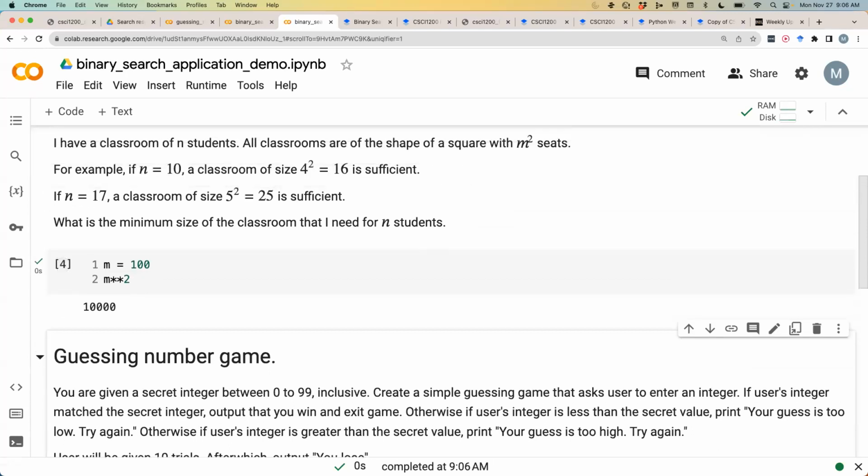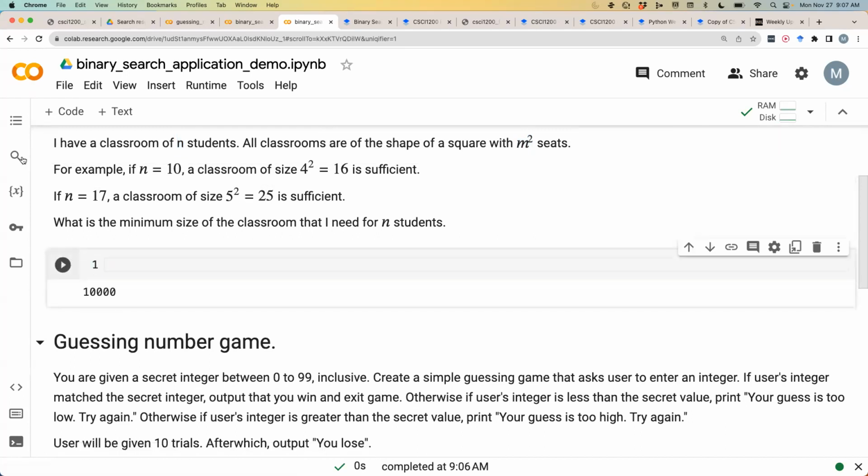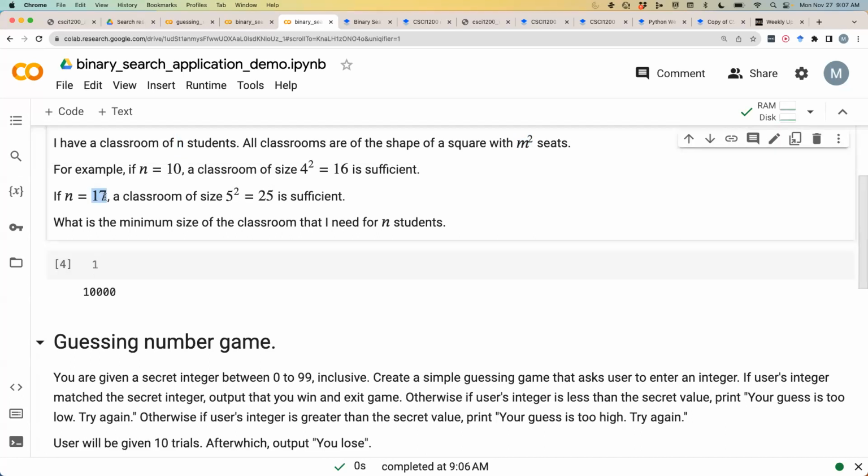So all the classrooms, suppose, are in this form, m squared. The classroom can accommodate m squared seats for some value of m. So the question is, if I give you this number n of students, what's the minimum size of the classroom that I need? For example, if I start with n equals 10, what is the size of classroom that I need?